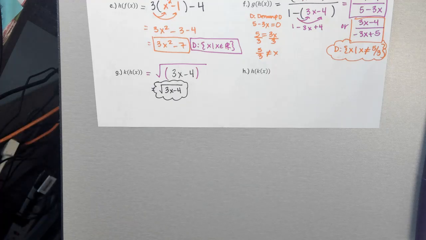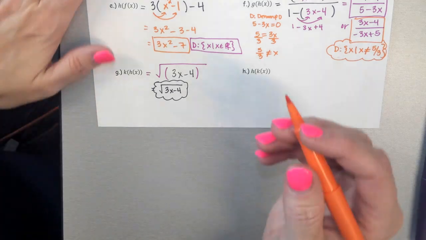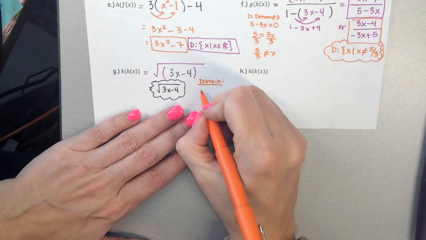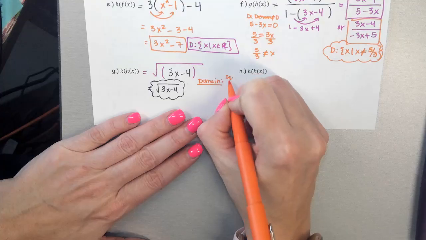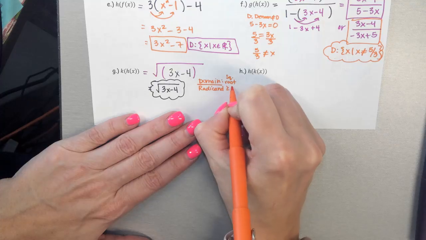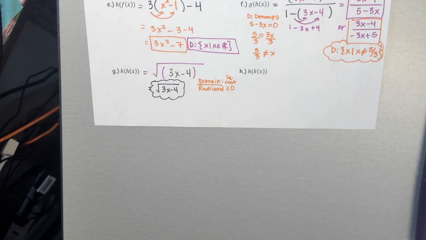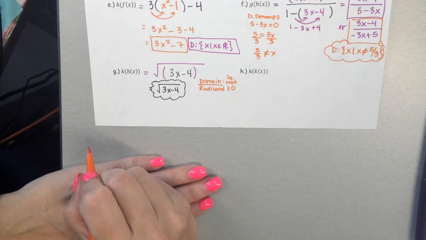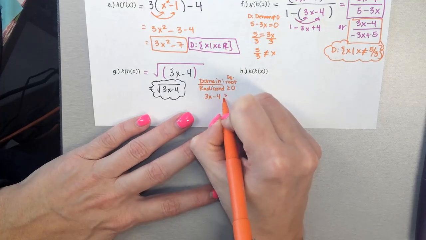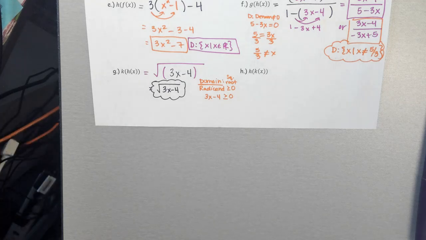Now, yesterday we talked about it was either a fraction or an even root where there was a restriction. So in the domain, if you have a square root or any even root, we said that you take the radicand and you set it greater than or equal to 0. If the radicand is greater than or equal to 0, you just take that value underneath the radical and you solve the inequality. So 3x minus 4 is greater than or equal to 0.